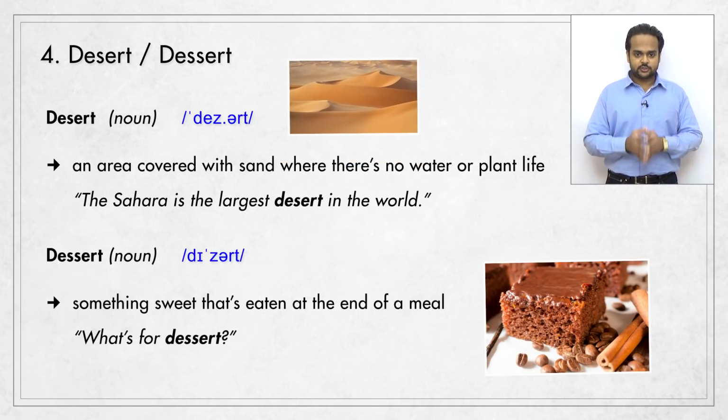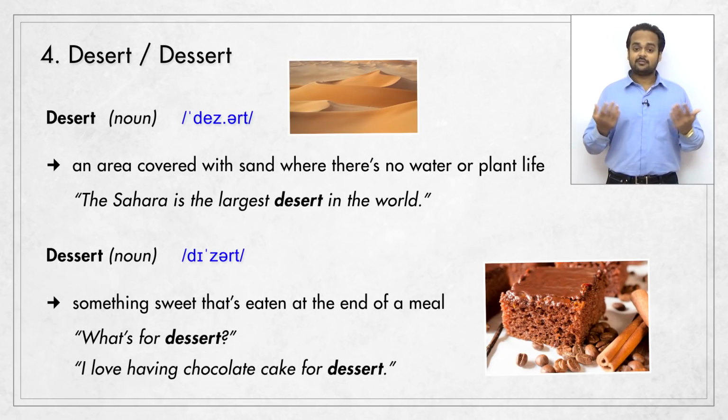The word dessert refers to something sweet that's eaten at the end of a meal, like cake, pie, or ice cream. So after you have dinner at a friend's place, you can ask, "What's for dessert?" Now, as for me, I love having chocolate cake for dessert.